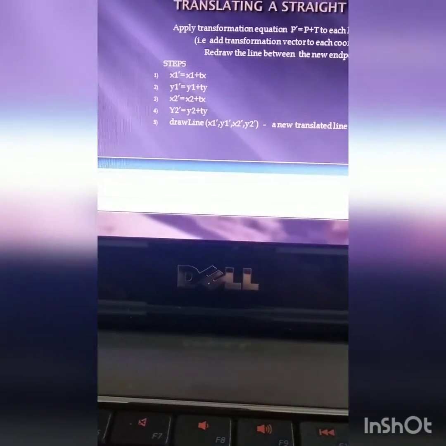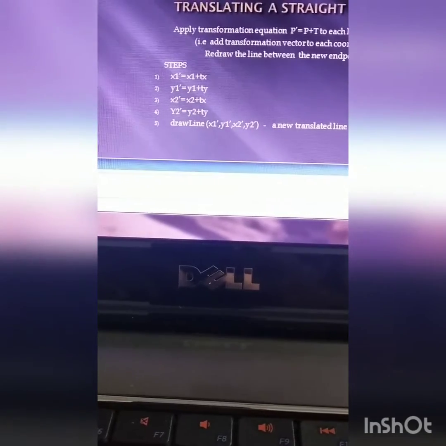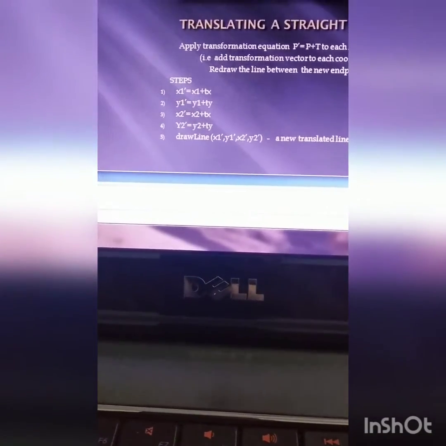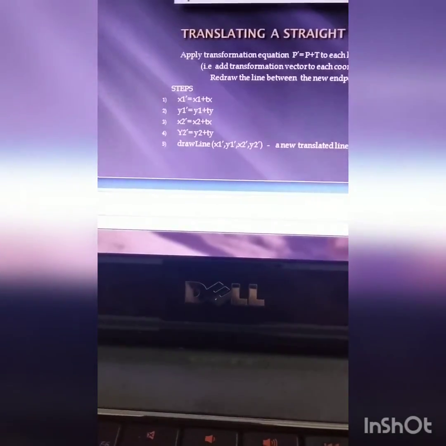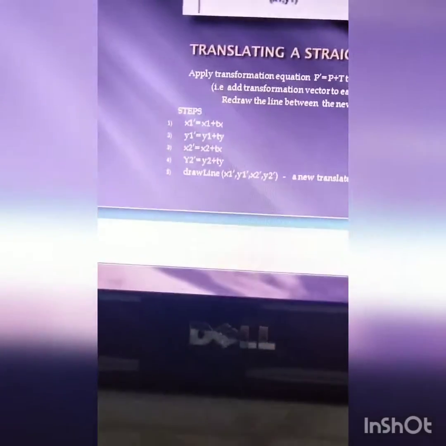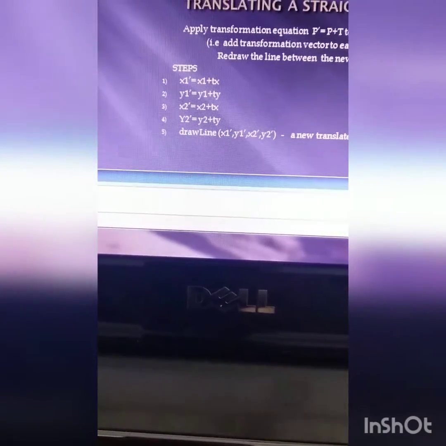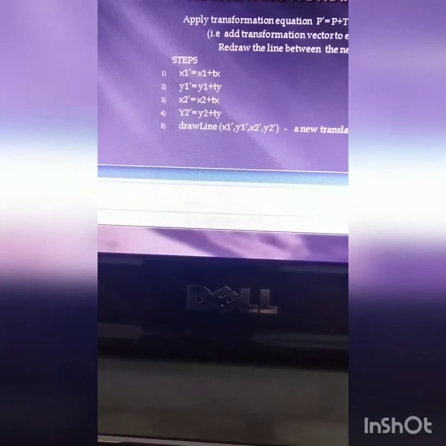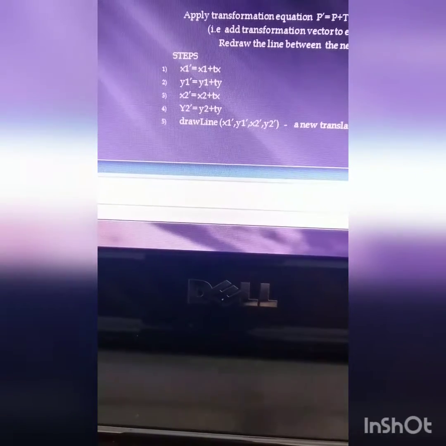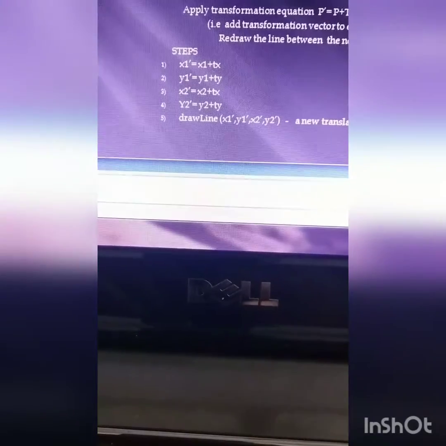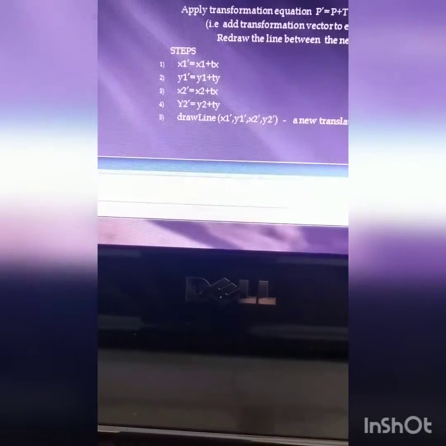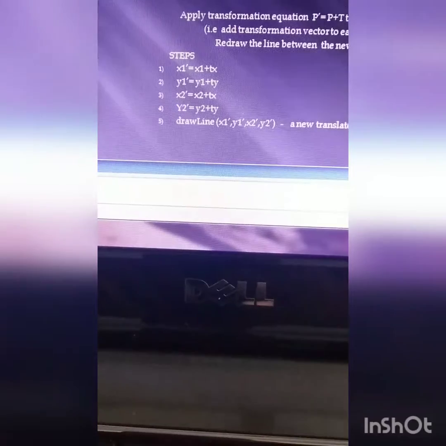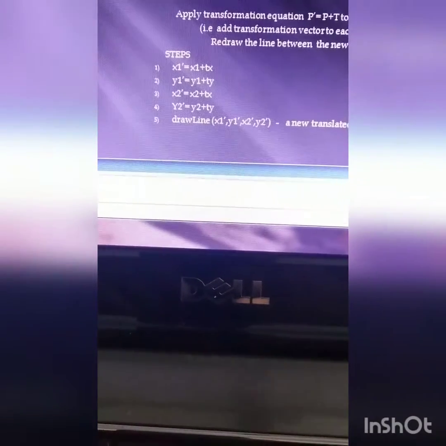We know the translation equation, that is p dash is equal to p plus t, that is the translation coordinate is equal to original coordinate plus translation distance. So we are going to apply this to the coordinates of the end points of the straight line. First we are going to apply it to the x1. So here we can clearly see we have applied that equation. So we get x1 dash is equal to x1 plus dx followed by y1 dash, then x2 dash and y2 dash. Thing is that we are simply applying the translation equation to these coordinates to get the translation coordinate.